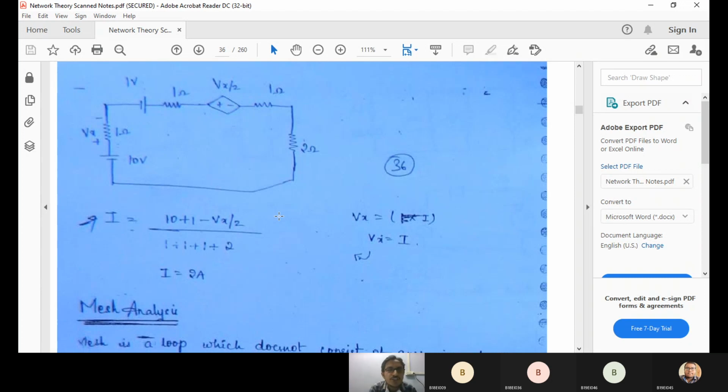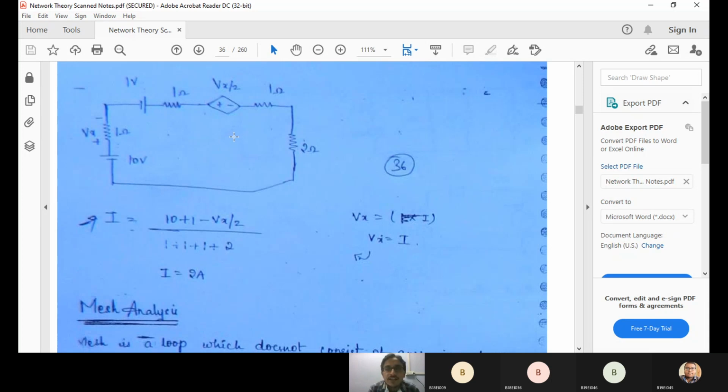You can give it in the opposite nature. Anything that you can give. Okay, so if you solve, then you will get I is equal to 2 amperes. Yes or no? It's a very simple calculation. So this is the way to solve problems on dependent sources.